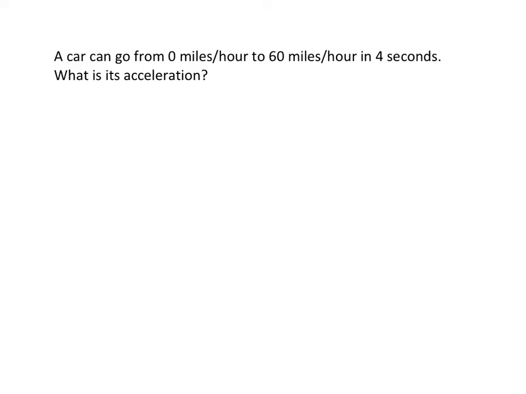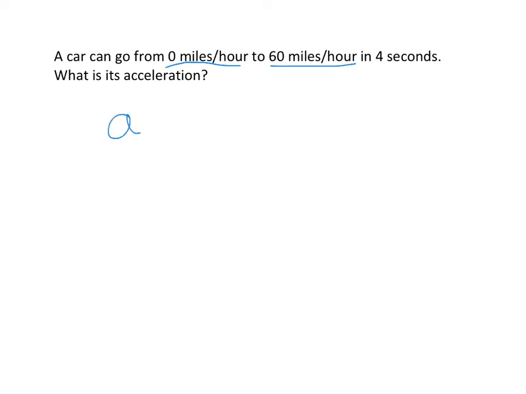All right, in this video, we're going to just look at the concept of acceleration. So acceleration is basically saying how quickly you change your velocity. So cars can go from 0 to 60. That's a common way they measure how quickly cars can get up to speed. Let's say a car can go from 0 to 60 in 4 seconds.